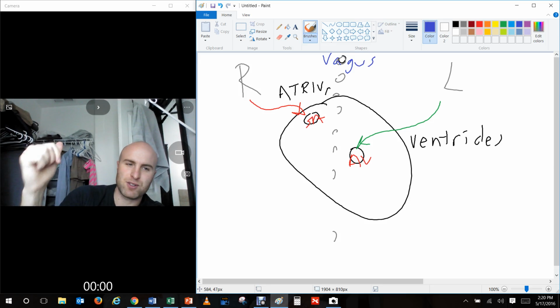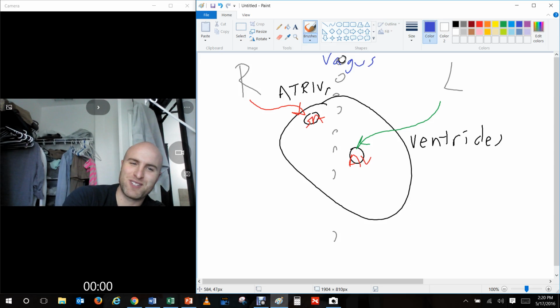Yes, I am in a closet. This is where I study, in case you haven't noticed. And I'm moving, so it's a bit messy.